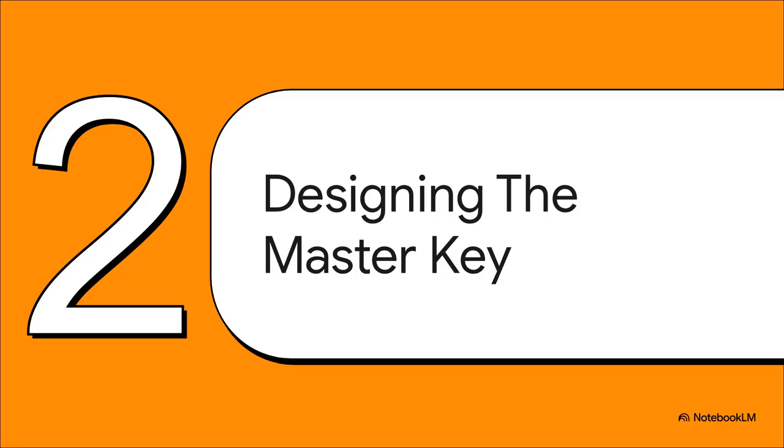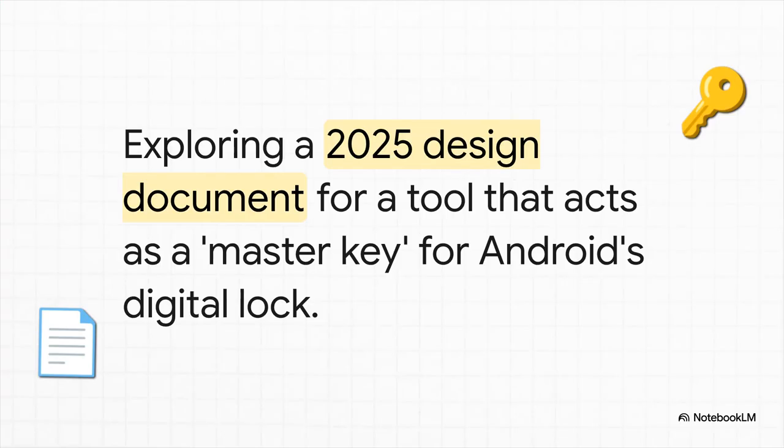So if FRP is this super strong digital deadbolt, what do you do when you absolutely have to get through it? Well, you design a master key. And that is exactly what this 2025 design document is all about. What we're digging into today is basically a detailed blueprint for a piece of software. Its entire purpose is to bypass that lock.